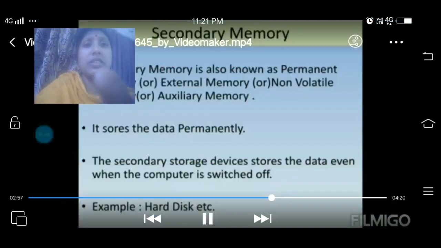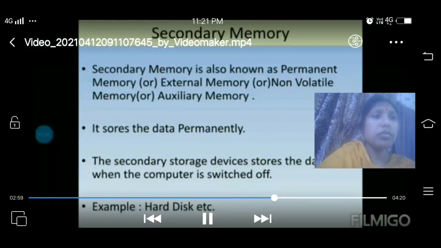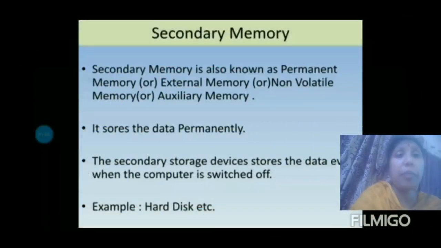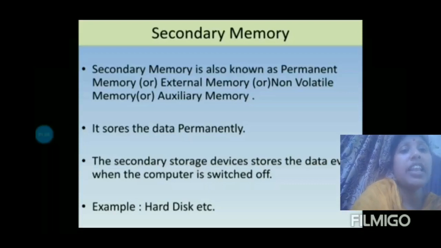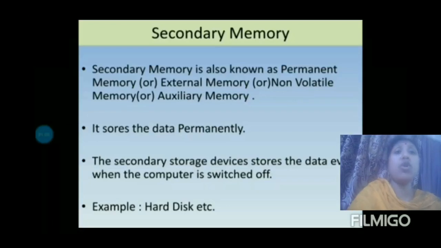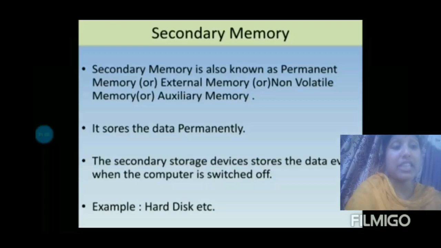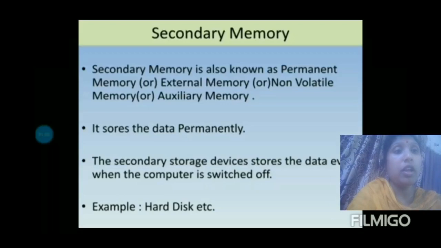Now here comes the secondary memory, children. Secondary memory is also known as permanent memory, and it is also known as external memory, non-volatile memory, auxiliary memory. It stores the data permanently, children. If you are storing anything in the secondary memory, you will never lose it. It is saved permanently. Okay, children?